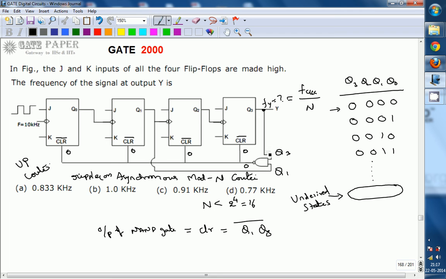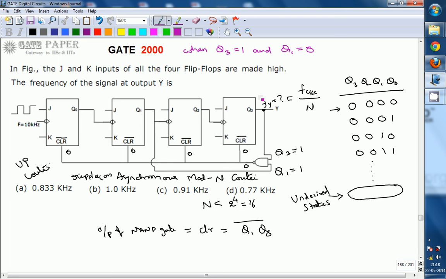Otherwise, we can simply say that whenever the NAND gate output will be 0, whenever both of its inputs are at logic 1. So that implies nothing but whenever Q1 is becoming 1 and Q3 is becoming 1, at that time that will be the undesired state. So we can state one important point: clear will be 0, that is the output of the NAND gate will be 0, when Q3 is equal to 1 and Q1 is equal to 1, because those are the two inputs connected for that NAND gate. And for the NAND gate, if both the inputs are logic 1, then only the output will be 0.